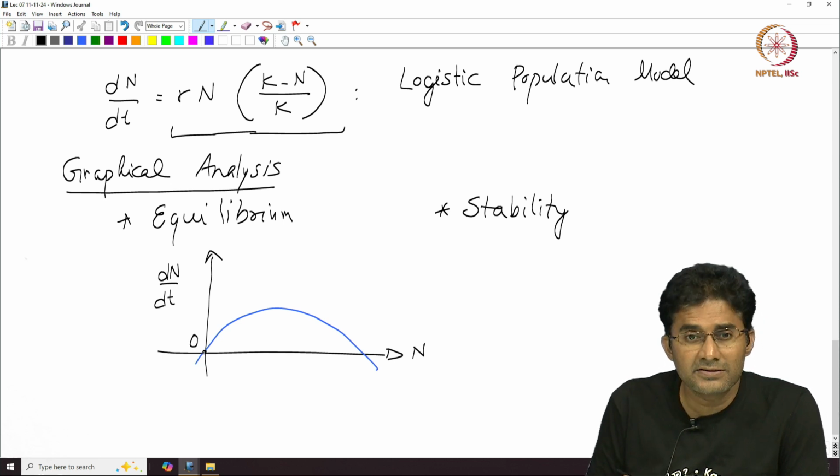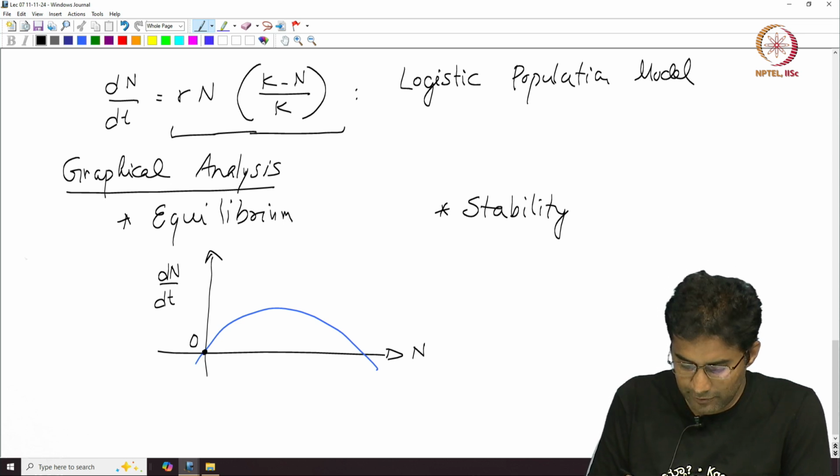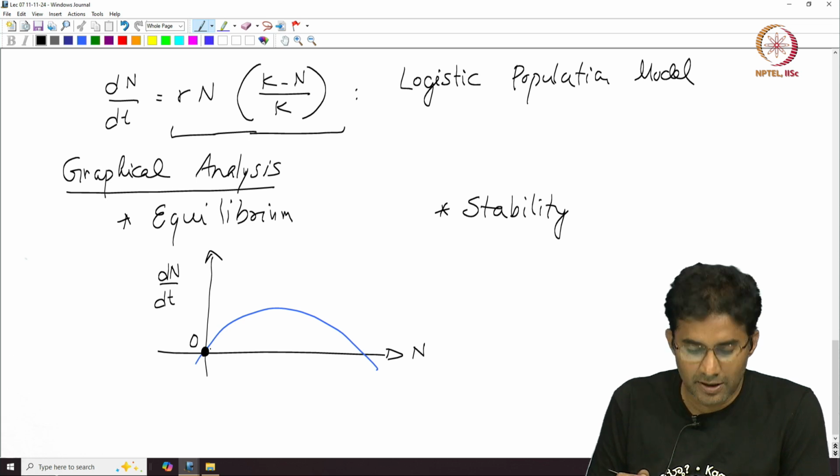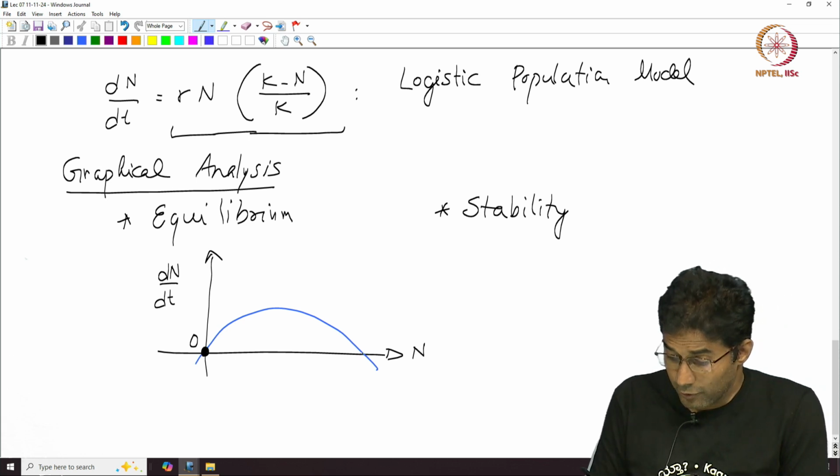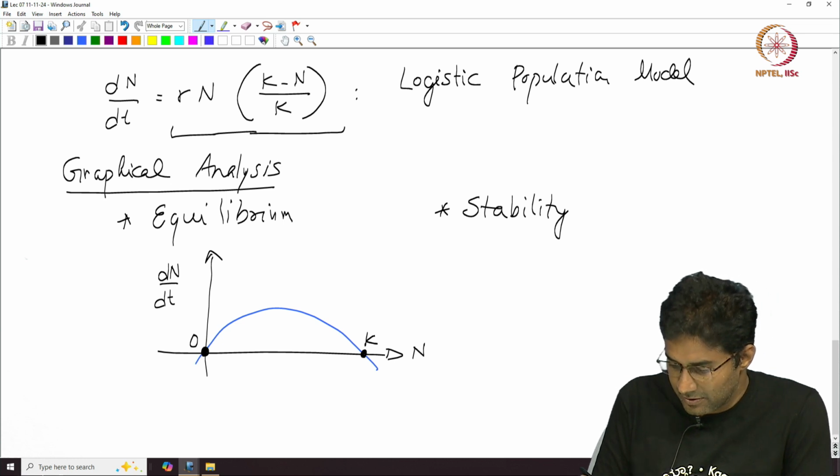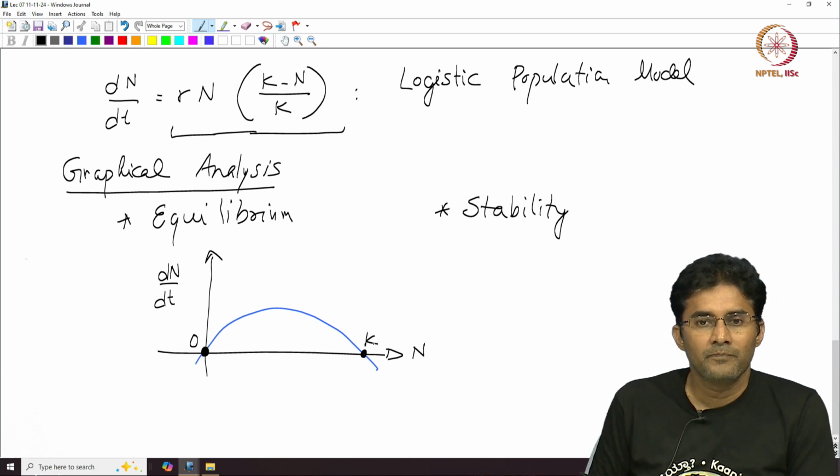So the growth rate is 0 when the population size is 0. On the other hand, the growth rate is also 0 when the population size is k.